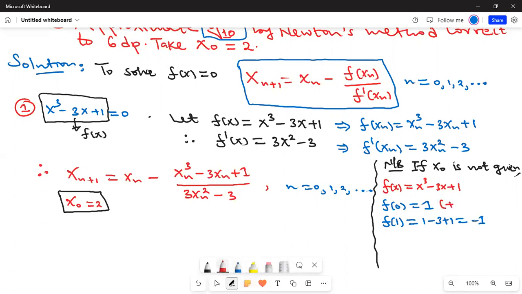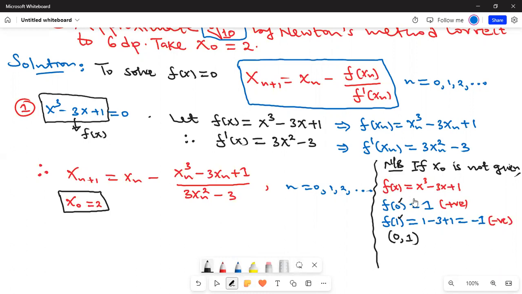Now, look at our f of 0. The value is positive. I'm interested in the sign. And our f of 1, the value is negative. So what does it mean? This simply means that f of x changes signs between 0 and 1. So there's a root that exists between 0 and 1.